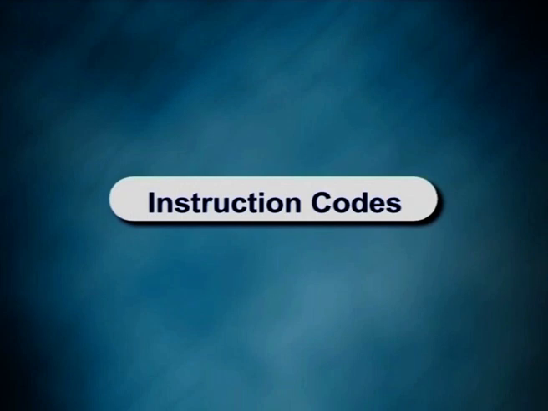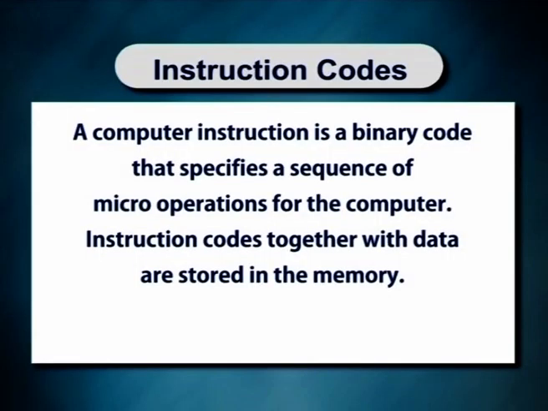Now, the next topic we are going to discuss is instruction codes. The organization of a digital computer system is defined by the sequence of micro operations that it performs on data stored in its internal registers. The user of a computer can control the process by means of a program. A program is a set of instructions that specify the operations, operands and the sequence by which processing has to occur. A computer instruction is a binary code that specifies a sequence of micro operations for the computer.